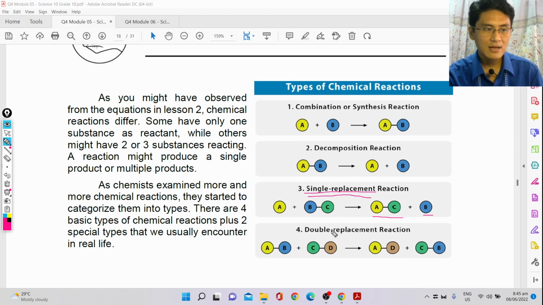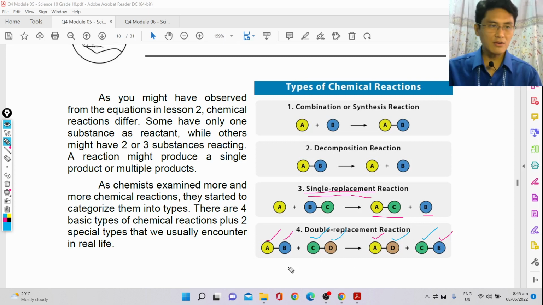One is displaced. A double replacement reaction is when they exchange partners. So you see, A is paired with B, but now A is not paired with B, right? And if you look at C and D, C is paired with D, but now C is not paired with D. As you can see from the colors here, they are exchanging partners. So those are the basic types of chemical reactions: combination or synthesis, decomposition, single replacement, and double replacement. Or again, in other books, single displacement or double displacement reactions.